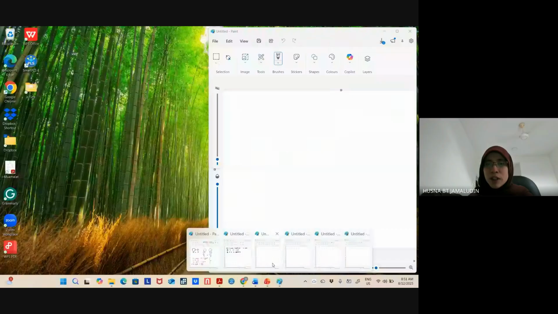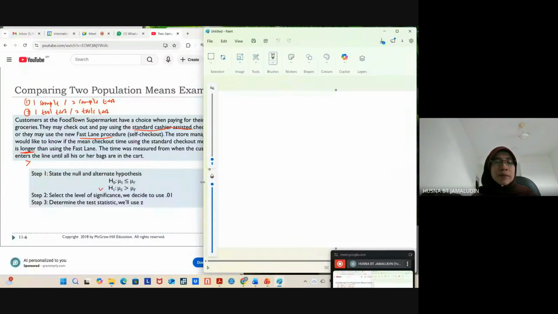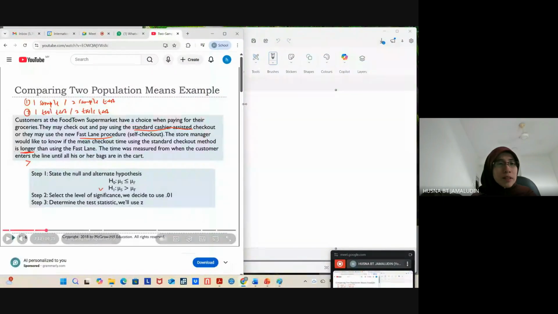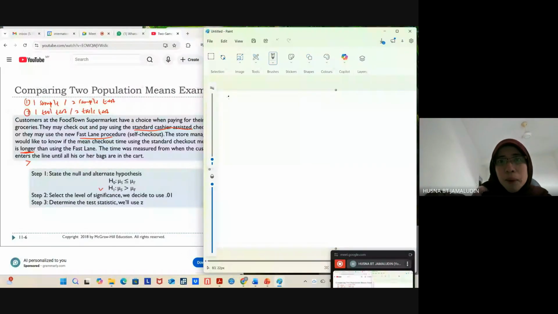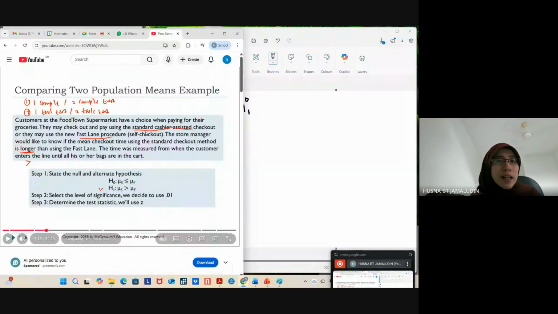Let me open a new tab so that you can see a better picture. Okay, remember you have the same steps. Step number 1, you have to state the hypothesis. Normally, let me put here H0, H1. You want to know what is the sign, right? So let's reread the question. The store manager would like to know if the mean, so you are testing the mean, checkout time using the standard. You have two things. So here the standard checkout is longer.